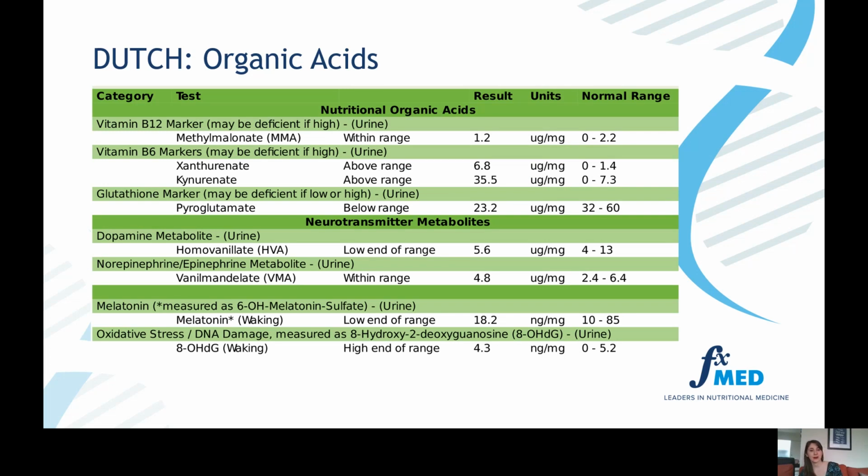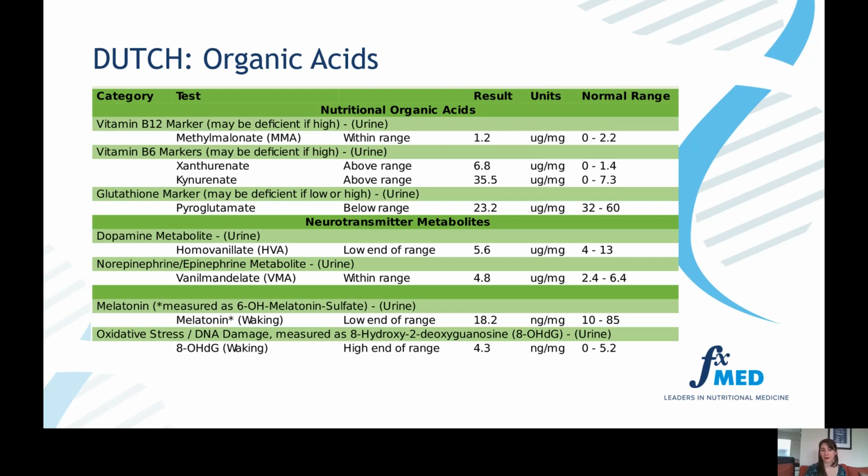So we see vitamin B12, vitamin B6. These are what are called reciprocal markers. So if we see these showing up here, then we might find that these vitamins are low. So these markers here, kynurenate, we see that these are above the range, so vitamin B6 may be low. And we also have a glutathione marker, pyroglutamate, which is below the range, so this person may benefit from potential glutathione support if that's something the practitioner thought fit in the overall plan.